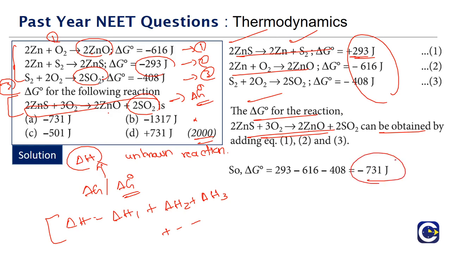Minus 731. So here in thermodynamics, whenever we are doing a problem, we have to be careful about the plus minus values, because you can see while the correct answer is option A, which is minus 731, we also have option D, which is plus 731. So we have to be doubly careful.